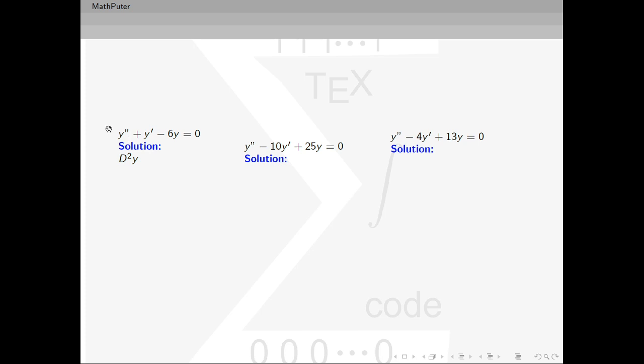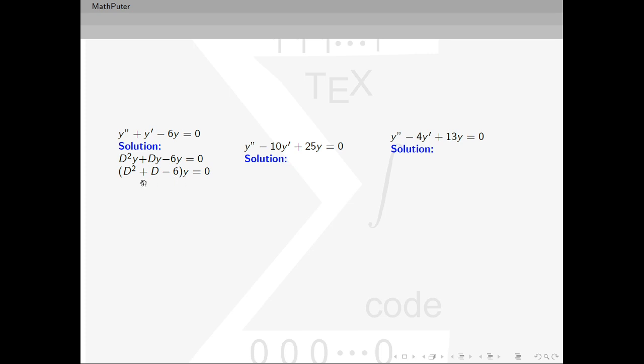So look at here, y double dash can be represented as D squared y, that we have discussed yesterday. y dash has the representation Dy, and this is minus 6y equal to 0. We take y common from the left hand side, so it is (D squared plus D minus 6) into y equal to 0. Now here we have two cases, either the bracket quantity is 0 or y is 0.